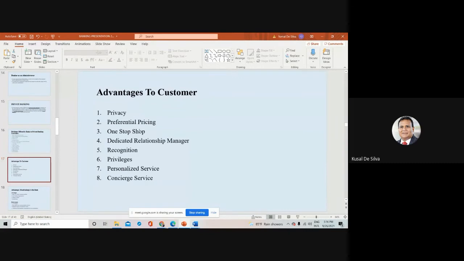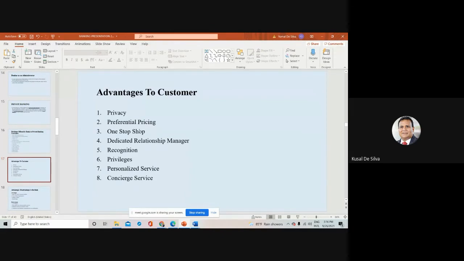Then they have a lot of privileges, as I mentioned to you before. They have privileges more than any other customer. Even when they walk into the bank, they get refreshments, coffee, tea, or whatever. Sometimes they are served sweets, biscuits, chocolates. So these are the privileges they have.